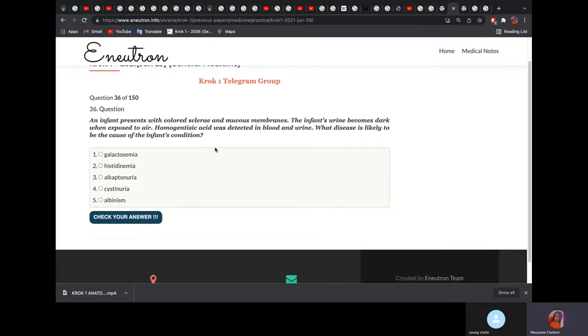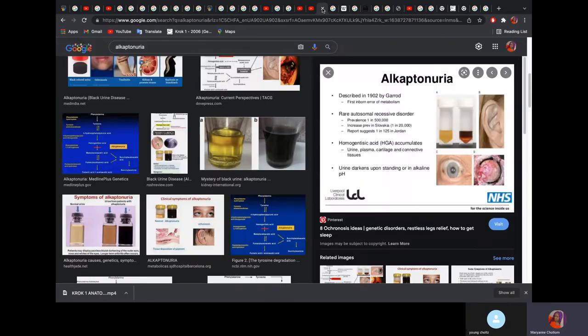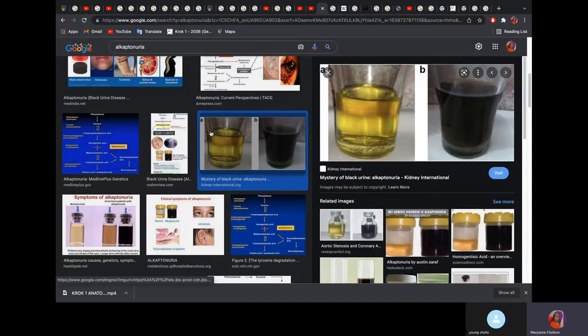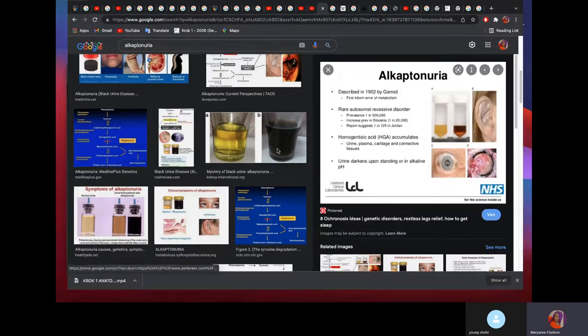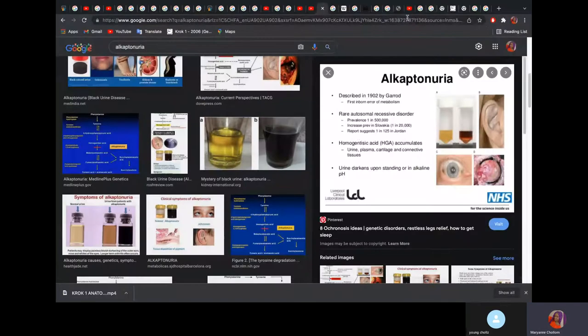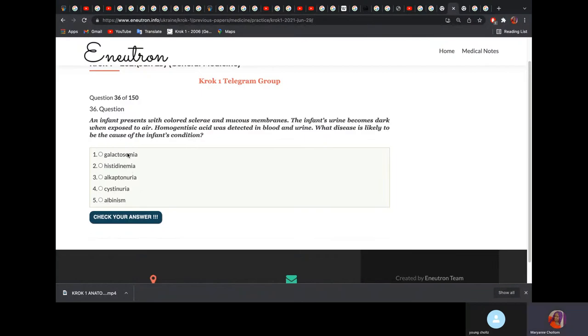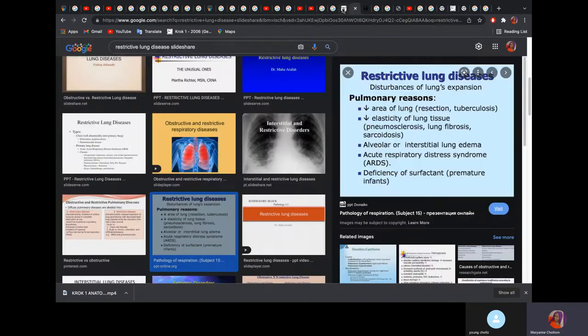An infant presents with colored sclera and mucous membrane. The infant's urine becomes dark when exposed to air. Homogentisic acid was detected in the blood and urine. What is the likely diagnosis of the condition? So this is a biochemistry question which we covered in detail, but I will just show you a quick picture. See it? The urine turns dark when there's exposure to air here. So that's why the answer would be alkaptonuria. Yes, and it's due to accumulation of homogentisic acid because you cannot metabolize it.